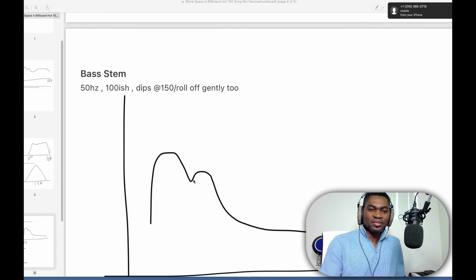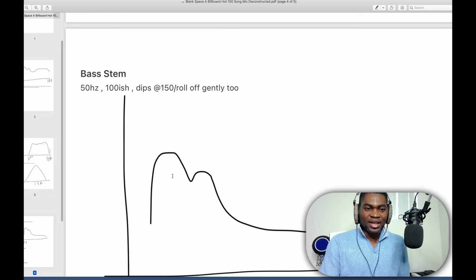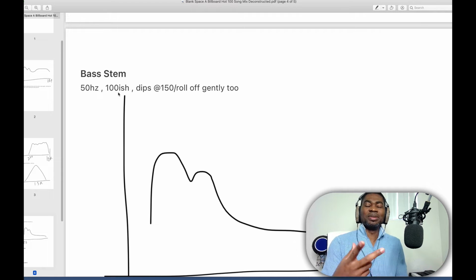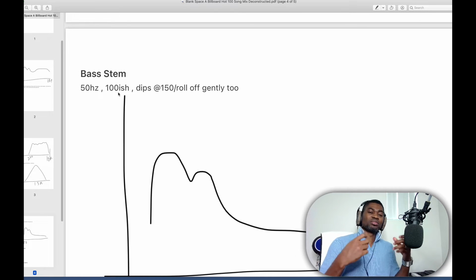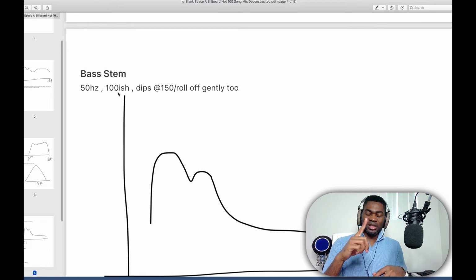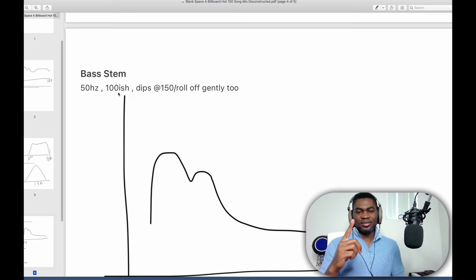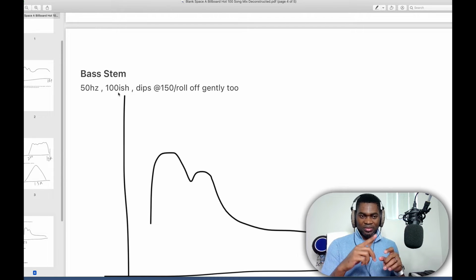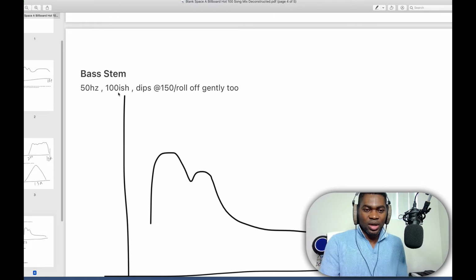So this is what the genius Serban, I don't even know if I'm pronouncing his name right, did. He put the bass line on 50 hertz and also 100, because the bass has the first harmonic. The first harmonic of the bass is 100 after the fundamental. The fundamental is 50 hertz and the first harmonic is 100.